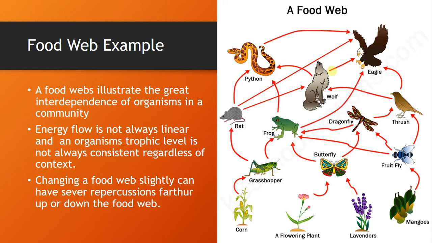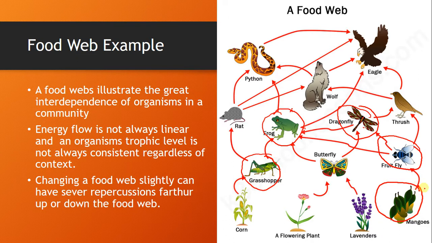So, for example, what we'll see here is that, taking the frog, the frog is a secondary consumer. It eats the grasshopper here, which is a primary consumer, but our frog is also a tertiary consumer. It eats the dragonfly, which is a secondary consumer. It eats the fruit fly, which is a primary consumer. It eats the mangoes, which are a producer. That's what I mean by its trophic level not always being consistent regardless of context.